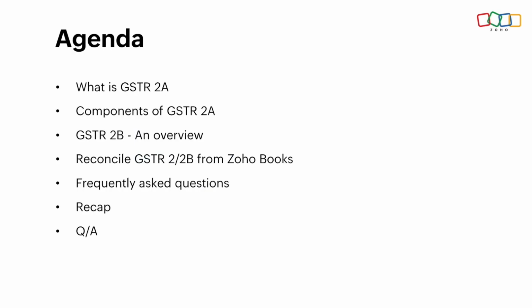So the agenda for the day will be, we'll discuss what is GSTR-2A, what are the components of this GSTR-2A, how it's being derived, and then we will move on to GSTR-2B. We will have a quick run through of GSTR-2B, how it can be viewed in the GST portal. And then we'll move to the most important part, how to reconcile GSTR-2A and 2B from Zoho Books. Then we will touch upon some of the frequently asked questions. And we'll have a quick recap and wind up with the question and answer session.